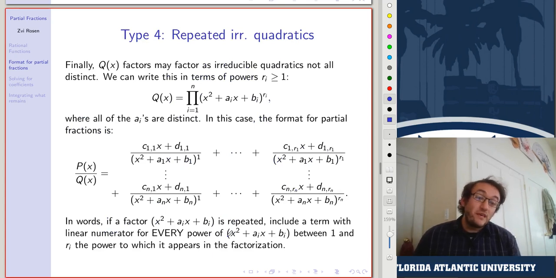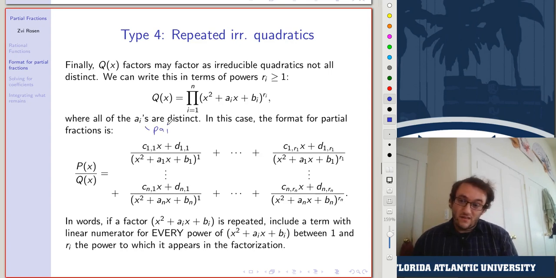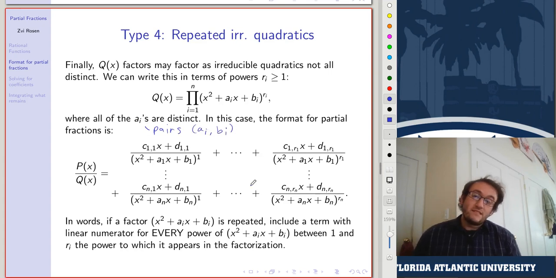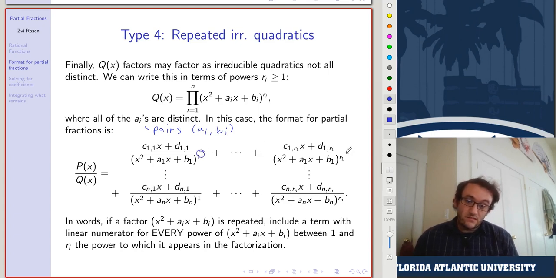And finally, we have repeated irreducible quadratics. Q of x can factor as irreducible quadratics, not all distinct. Here again, we'll write it as powers of distinct quadratics. Okay, and here are the a_i's, and these are really the pairs a_i and b_i, I should say. The pairs a_i, b_i are distinct. In this case, the format for partial fractions is much like with the repeated linear terms. You get a term for each power between 1 and the power to which it appears in the factorization.